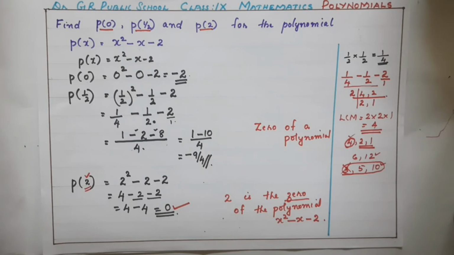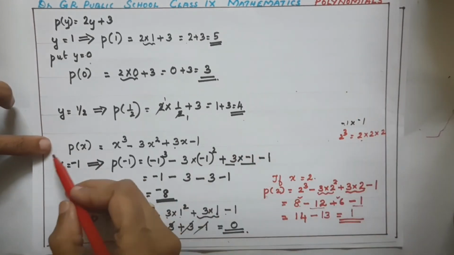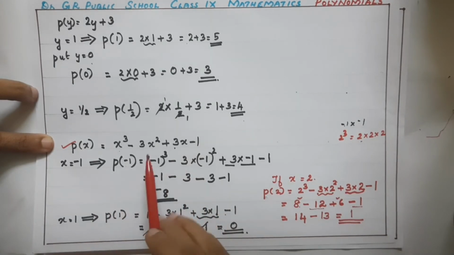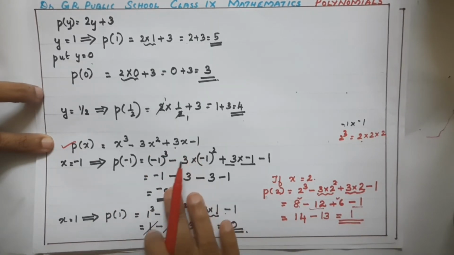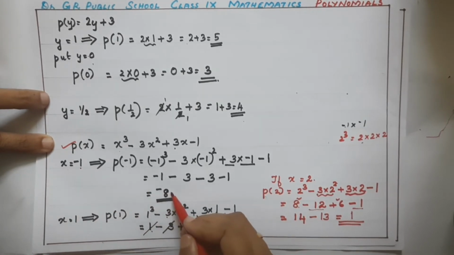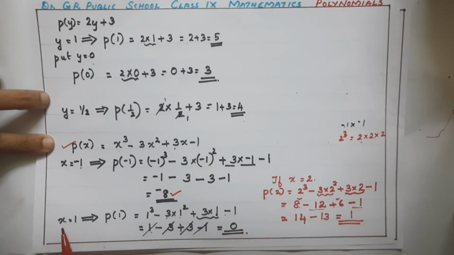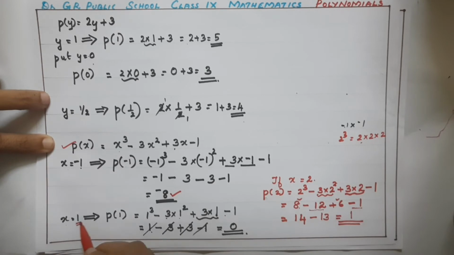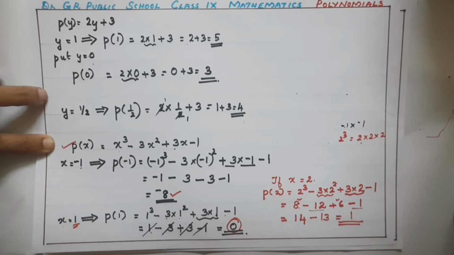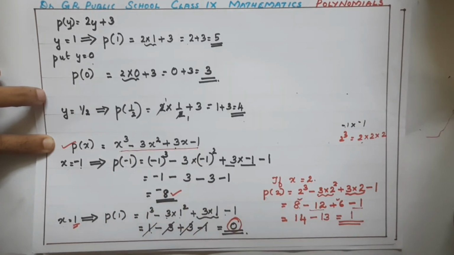Now let us verify what happened in the last question. See, this is the last question, isn't it? P(x) equal to x cube minus 3x square plus 3x minus 1. So, when we put x equal to minus 1, what is the value? Minus 8. But when we put x equal to 1, the value of the polynomial was 0, isn't it? So, what can we say? x equal to 1 is a zero of this given polynomial.